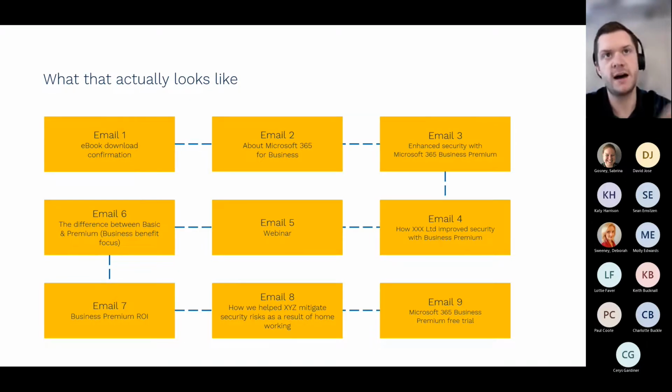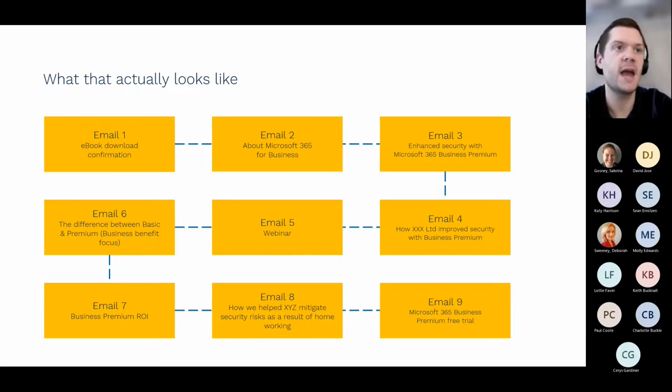Email 3, another 5 days, talks about how we can really enhance security with Microsoft 365 Business Premium. We start to give bite-sized bits of information. Obviously, within each of these emails, we'd look to have a link to a website page where they can find more information, where we've got a form in case they're ready to convert. Then email 4, we might bring in a case study example, whether that's one of ours or one of Microsoft's, which talks about how business A improves security through Business Premium.